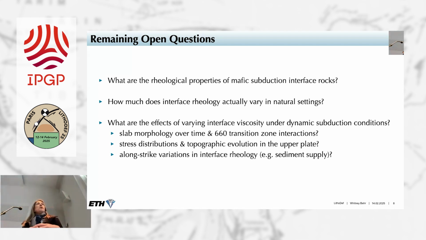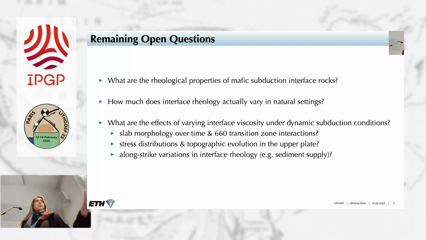I also wanted to understand how much the interface rheology actually varies in natural settings. So looking at shear zones that are exhumed and tell us about subduction interfaces, how much variation do we see in where strain is localized or what materials are preserved there? And then I also wanted to look at time-dependent effects, so the effects of varying interface viscosity under dynamic subduction conditions, including how it affects slab morphology over time, how the slab interacts with the 660, and how it influences stress distributions and topographic evolution in the upper plate. Then I'll show toward the end that we can go to 3D and think about along-strike variations in interface rheology, which might be proxies for variations in sediment supply.